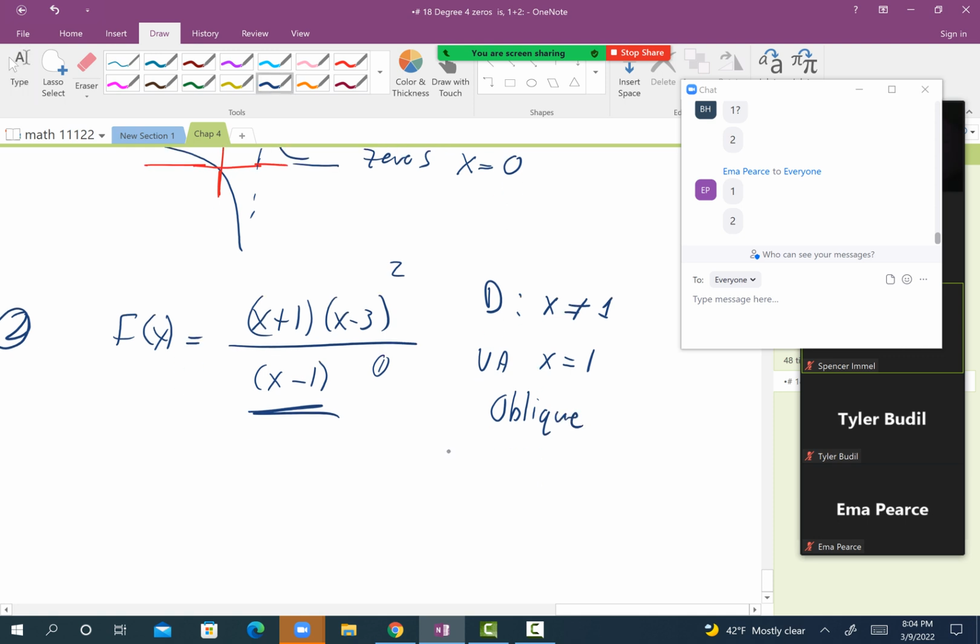All right? Zeros. Look at the top, right? When's that going to be 0? So what would be my zeros in this case? -1 and 3. All right? So that's what we're doing. We're just going through these. Now, again, if you don't know what's going on here too much, graph it. Just graph it. And it will tell you what you have. It will show you. Okay?